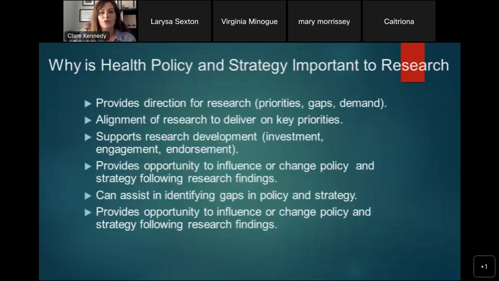So why is health policy and strategy important? When you're looking at your own research, it provides the direction. So what are the priorities? Where are the gaps and the demand? It helps you align your research to deliver on the key priorities, but it also supports the research development, so that investment, engagement with your organisation, endorsement by your peers and support in terms of organisational support. And it provides an opportunity for you to influence or change policy, and it can assist in identifying gaps, and it provides that opportunity to influence and change policy following your research findings.